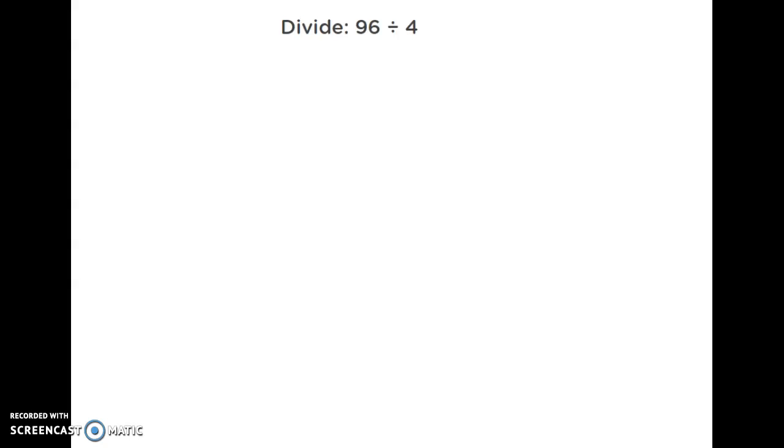I'm going to show you how to divide whole numbers using the area model. So this one's going to be a little bit different than our multiplication area model. I'm still going to look at this number to decide how many places I need to make my area model.